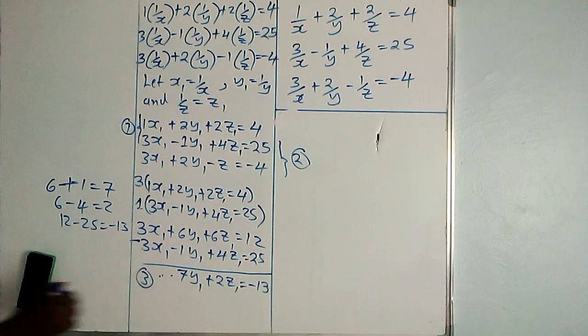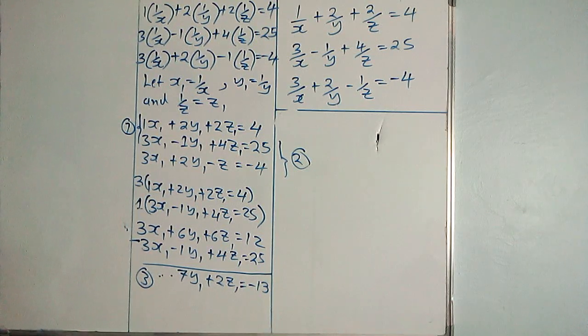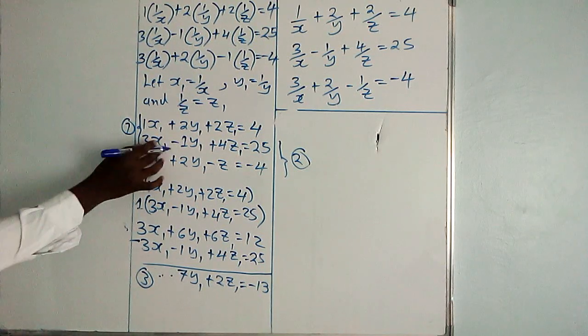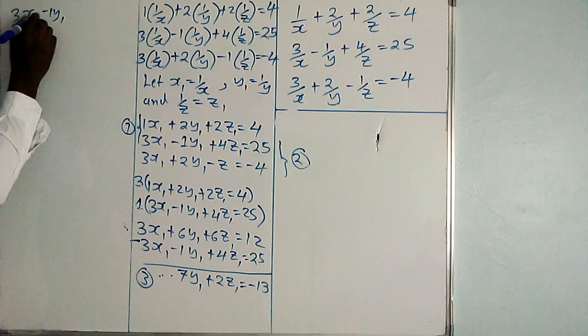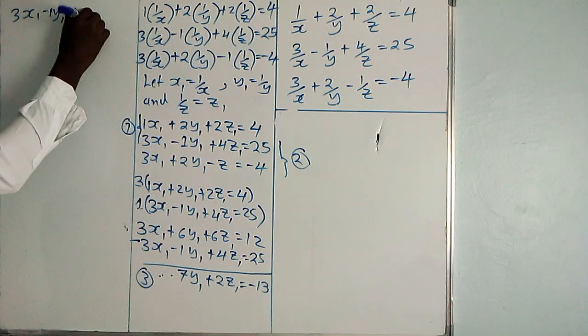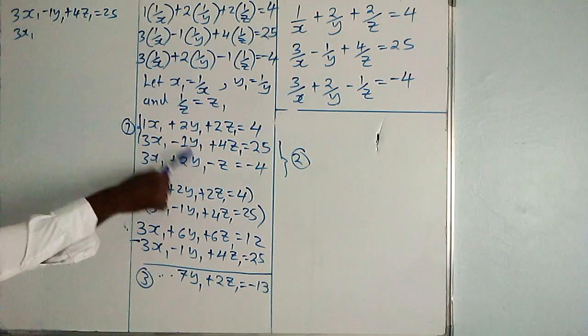Are we together? Then you go to the last two equations, which is 3x1 minus 1y1 plus 4z1 is equals to 25, and 3x1 plus 2y1 minus z1 is equals to negative 4.